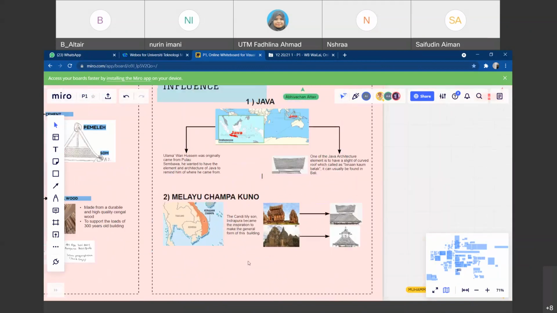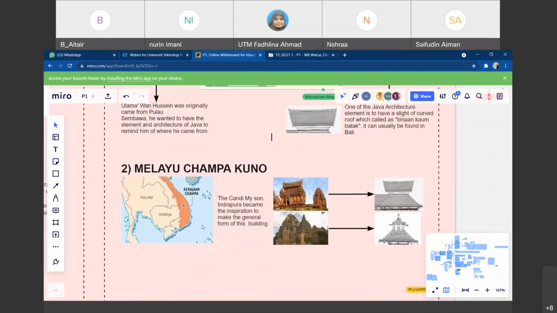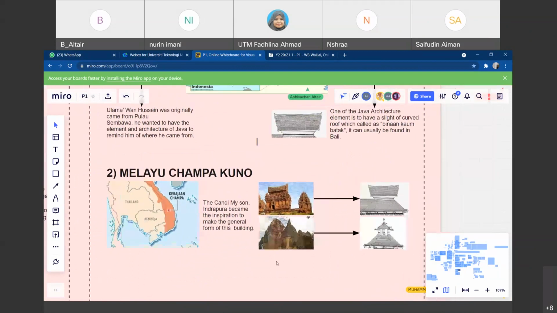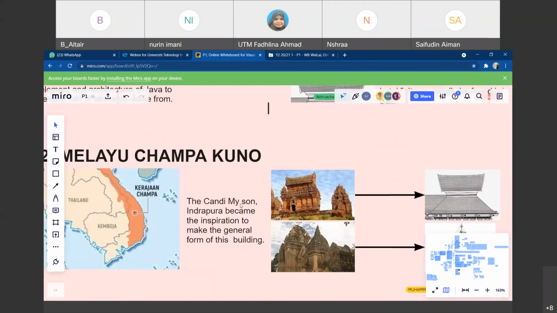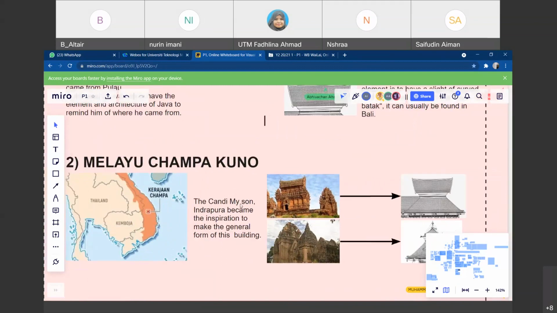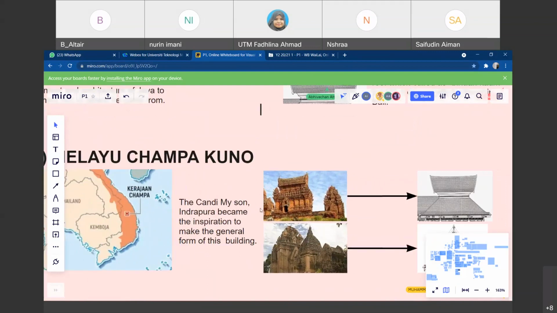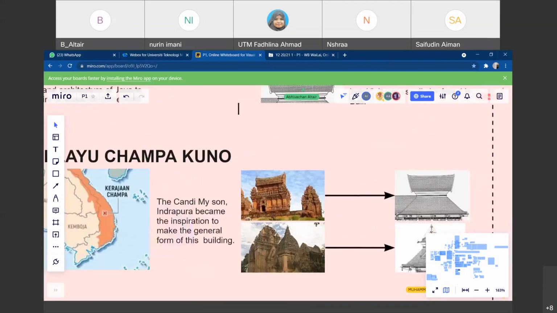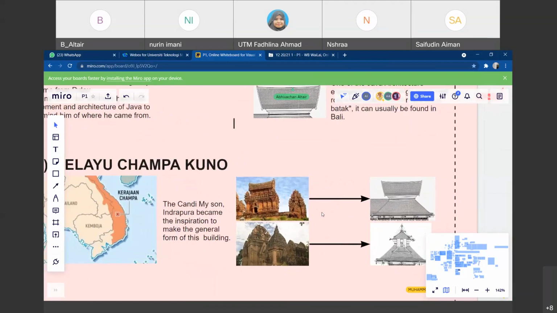And then the second one is Melayu Campa Kuno. This one is stated in the Kalam. So the Melayu Campa Kuno is a kerajaan Campa. And then what influenced the building is that they use the Candi Maisan at Indrapura as the inspiration. So it's stated there in the Kalam.